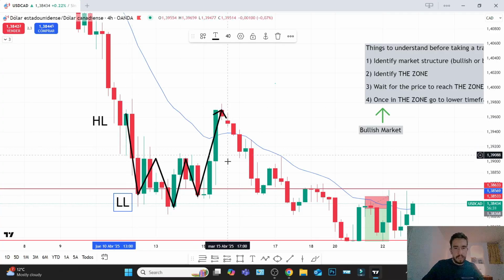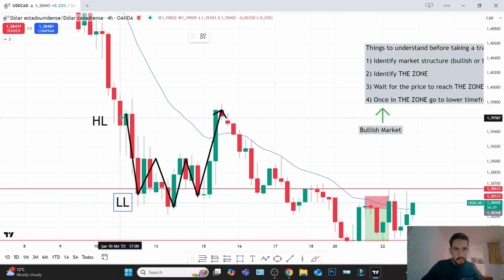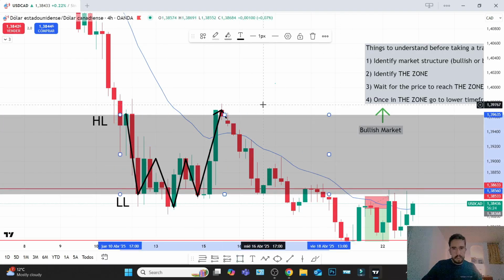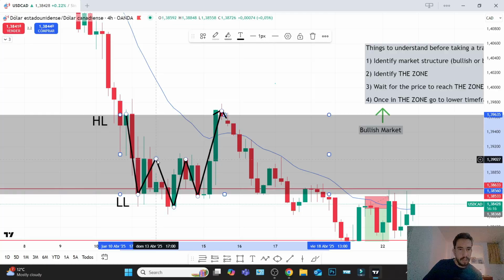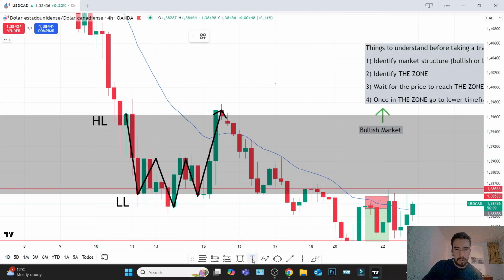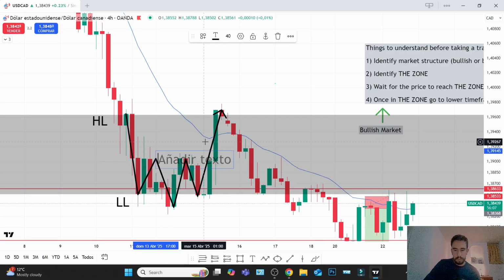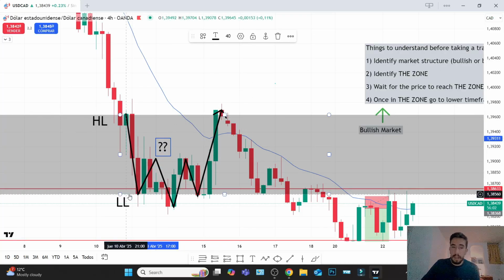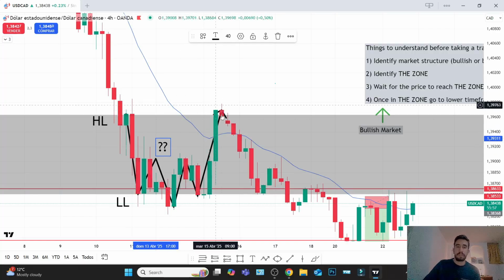So where is the market at the moment? Let's put a square where the price is. So at the moment, this is where the market is in this stage. This is the higher low, lower low. Then this point, how can we call this point here? Is it a higher low, or a lower low, or a higher high, or a lower high?